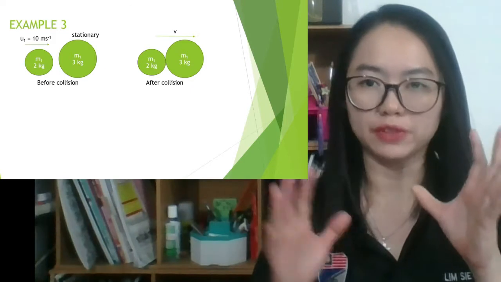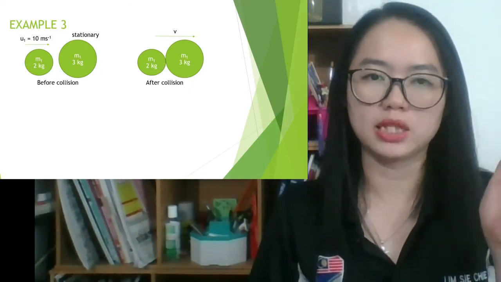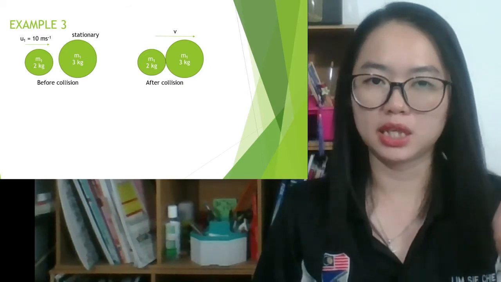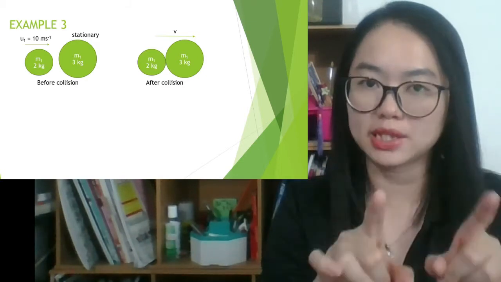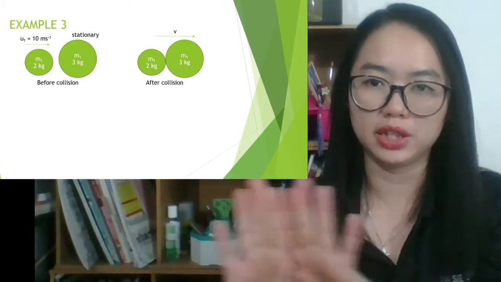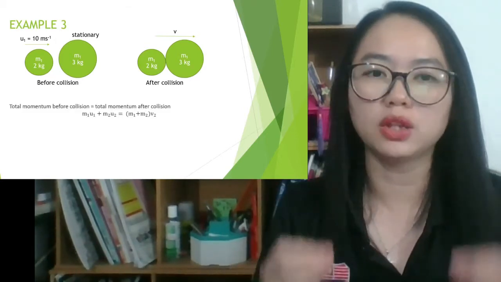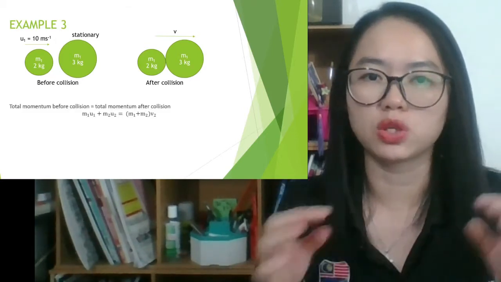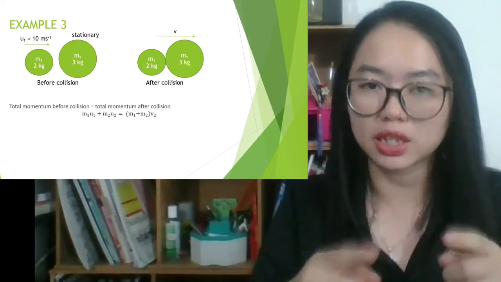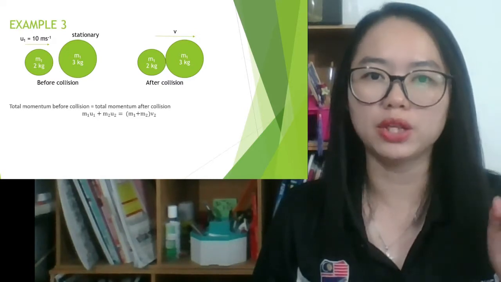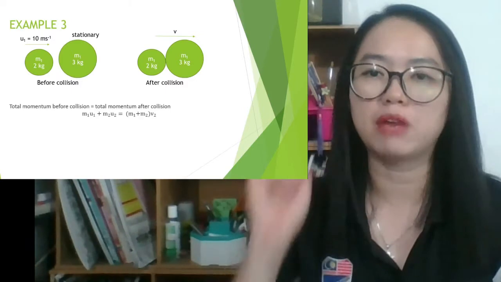So for the next example, we'll see this: before collision and after collision. I give you a diagram where I have a small ball with u1 equal to 10 meters per second colliding with a big ball which is stationary. And then after the collision, we can see that both of the balls are moving together. Next, we know that the total momentum before the collision is equal to the total momentum after the collision. Because it is an inelastic collision, the formula is like this: m1u1 plus m2u2 is equal to (m1 plus m2) multiplied by v2.